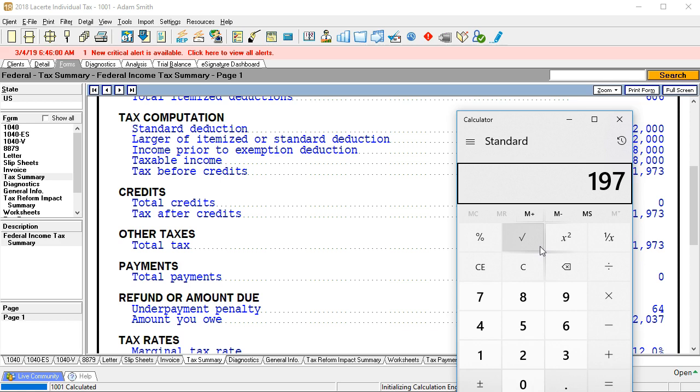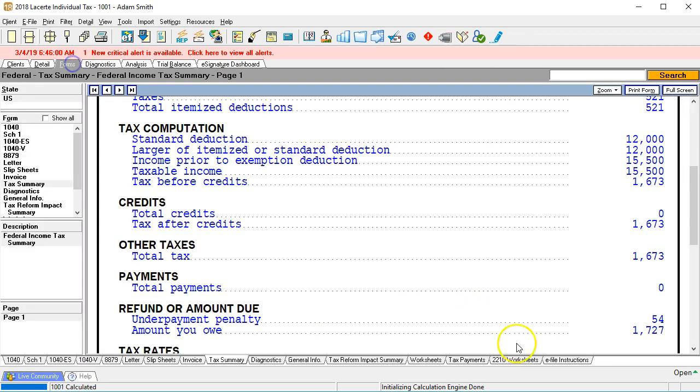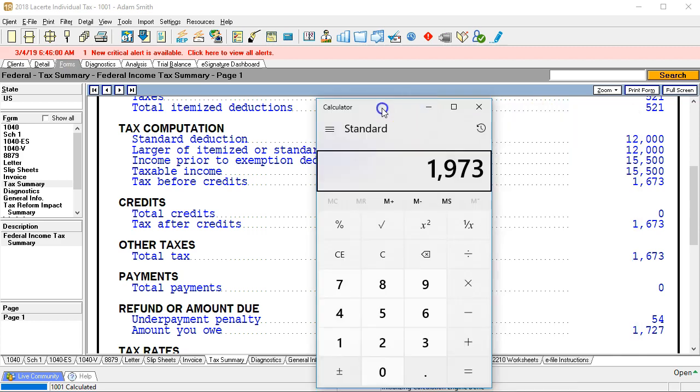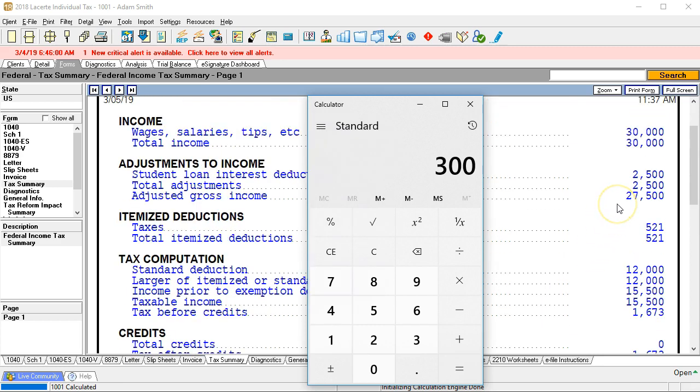calculator here, 1,973. If we go back in and we say 2,500, because that's the cap, and then we go back over and take a look at our change now and say, all right, minus the 1,673, that's a benefit of $300. So $300 is the change, the tax benefit of the deduction.